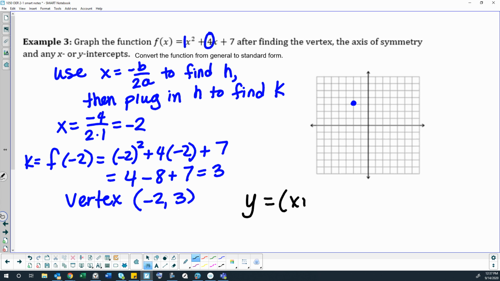Yep, x plus 2. And this is a parabola, so we have to have a square. That gives us the shape. And then we have our 3 for k, so that's going to be our plus 3. So there's its standard form just by finding the vertex by doing -b over 2a instead of completing the square. Okay, you guys could probably finish up all the other little details of that one, right?